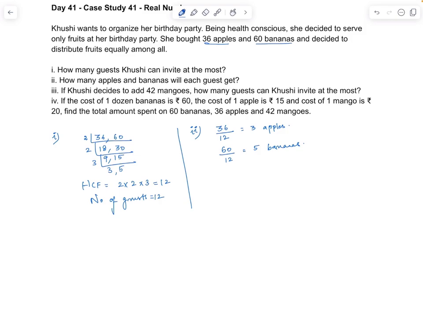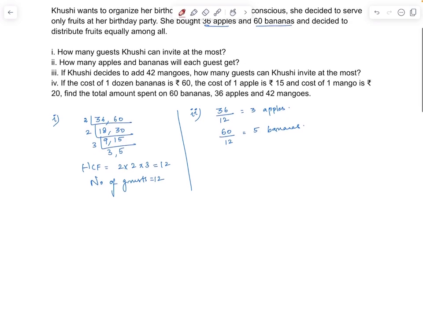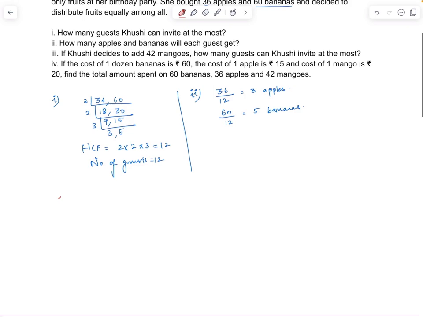Question 3. If Khushi decides to add 42 mangoes, how many guests can Khushi invite at the most? Let's include this 42 also in our HCF calculation. 36, 42 and 60. HCF is 6. That is, she can invite 6 guests.